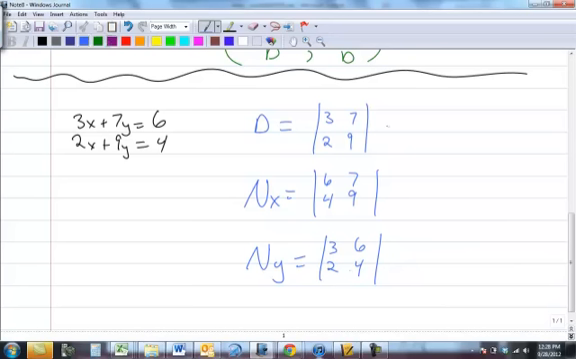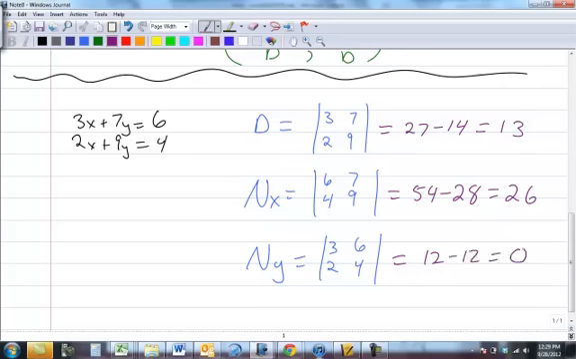So figure out these 3 determinants. You'll have 27 minus 14, which is 13. Good job, everybody. Then we got 6 times 9 is 54 minus 28. What is 54 minus 28? Sure. 26. Thank y'all. Then we got 12 minus 12, which is 0.